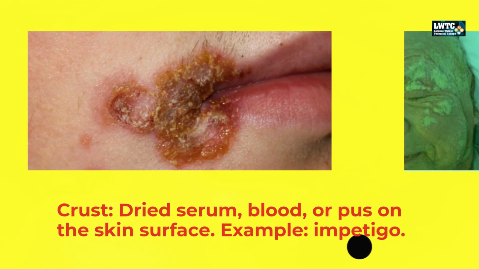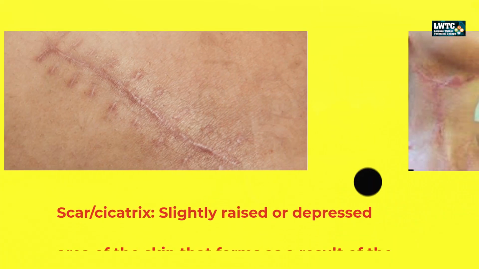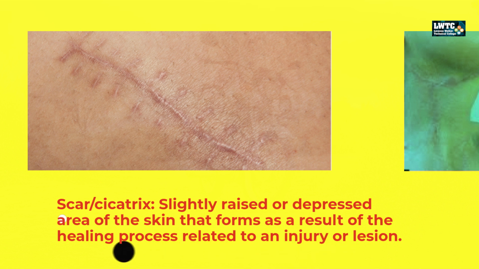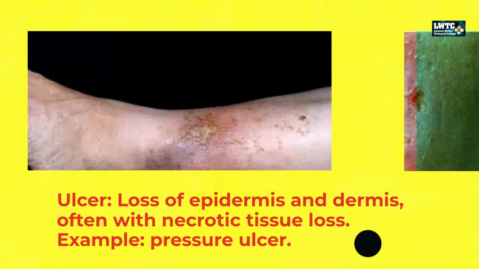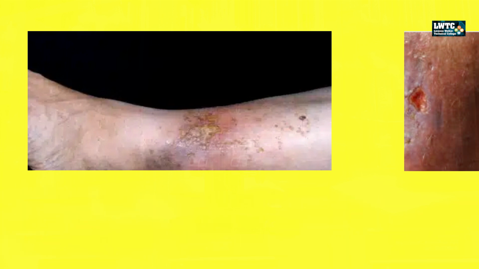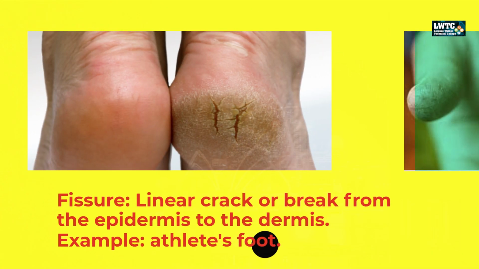Crust: dried serum, blood, or pus on the skin surface. Example: impetigo. Scar, cicatrix: a slightly raised or depressed area of the skin that forms as a result of the healing process related to an injury or lesion. Ulcer: loss of epidermis and dermis, often with necrotic tissue loss. Example: pressure ulcer. Fissure: a linear crack or break from the epidermis to the dermis.